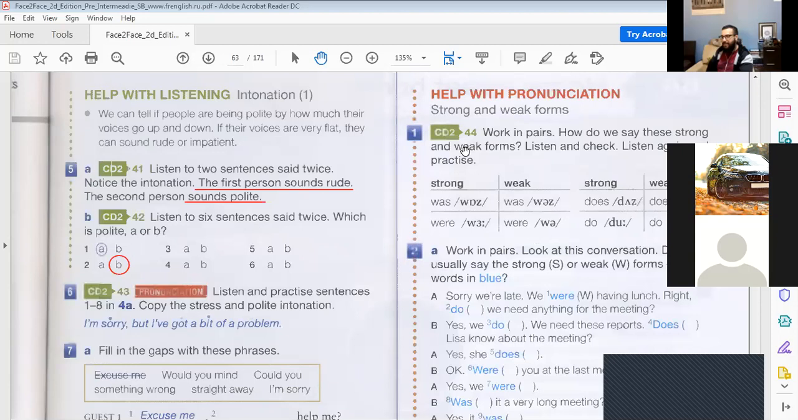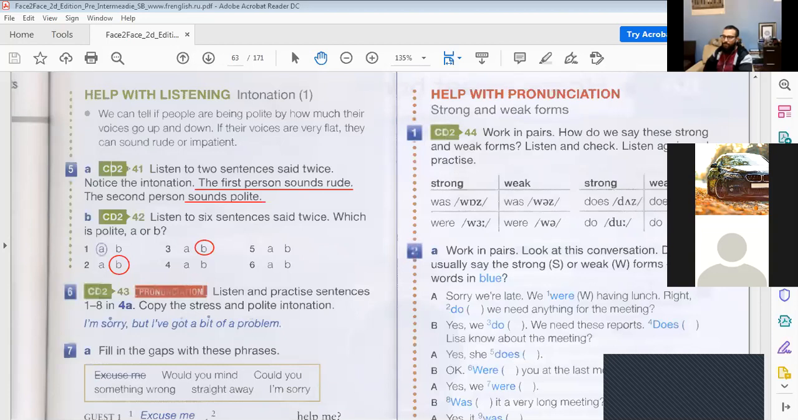B, it's more polite. B, polite. Yeah, B, it's more polite because the voice goes up and down, the intonation goes up and down. Okay, it needs someone to focus. Yes, it needs a little bit of focus, you're right. And because, like Sophia said, we don't do this a lot in Libya, so it sounds maybe strange to us. Okay, yeah. Let's listen to number four.